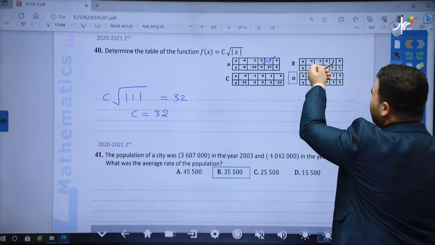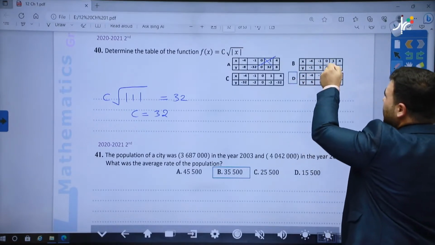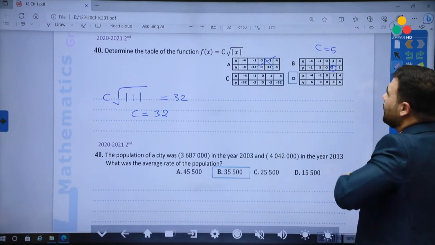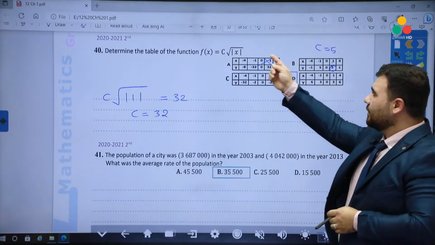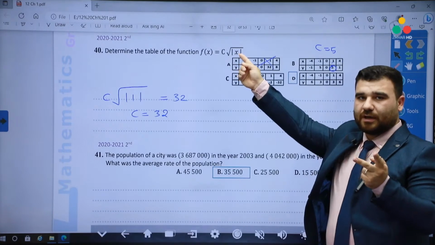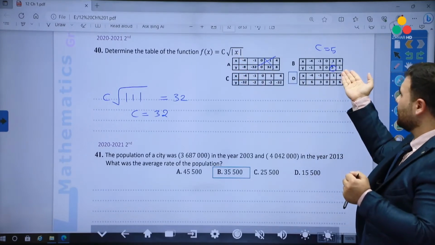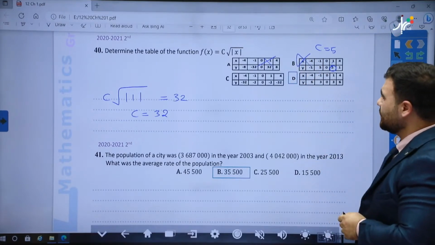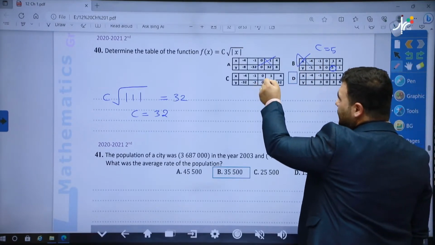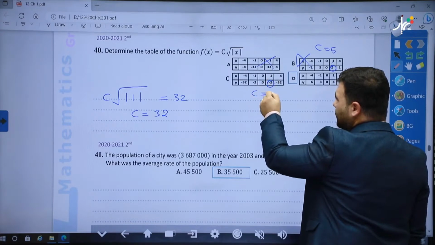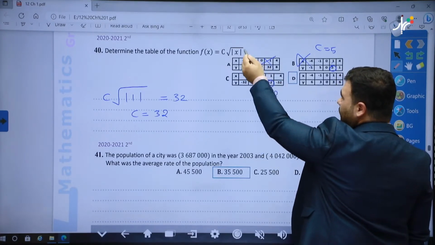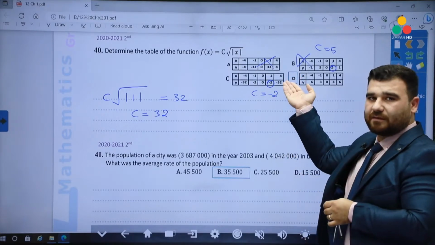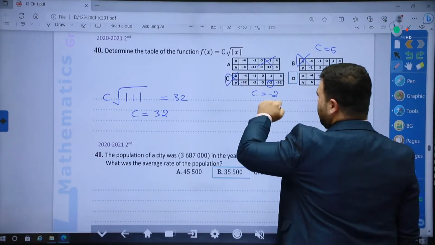Here, when x is 1, the result is 5, which means c is 5. When x is 4, the square root of 4 is 2. 2 times 5 is not 1. It's supposed to be 10. This means B is also wrong. C: when x is 1, the result is negative 2. This means c is negative 2. When x is 4, the square root of 4 is 2. 2 times negative 2 is not negative 32. Then C is also wrong.